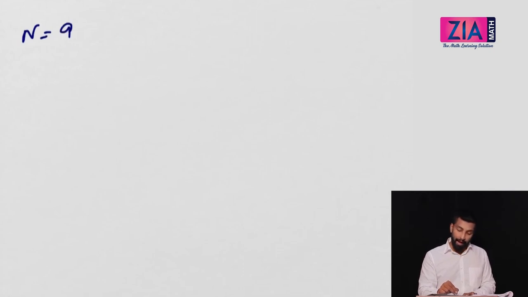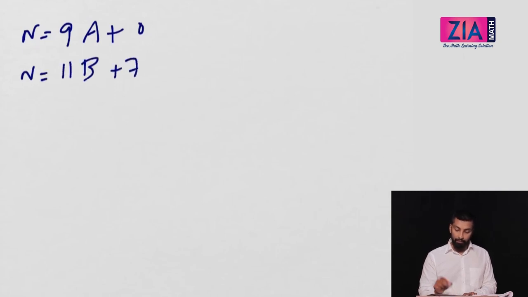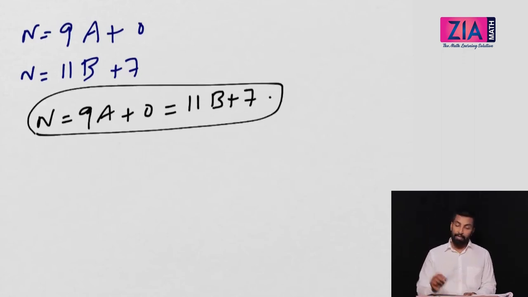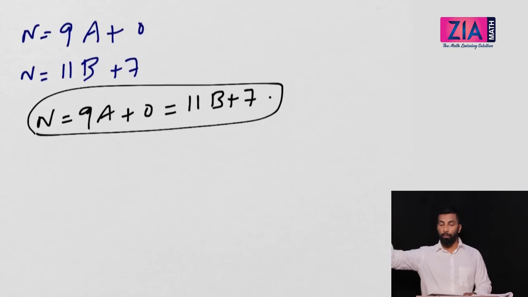That means when you divide by 9, remainder 0. When you divide by 11, remainder 7. So how will you write n in terms of 9? 9 times a quotient a plus 0. And n is equal to 11b plus 7. So the number which satisfies both conditions, n is equal to 9a plus 0, which is also equal to 11b plus 7. That's my number. What is that number? 1 2 1 2 1 2 up to 300 digits.